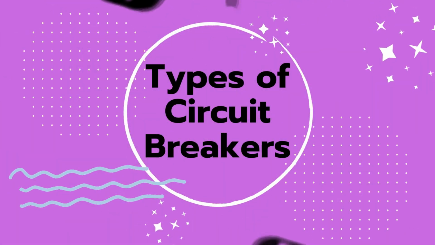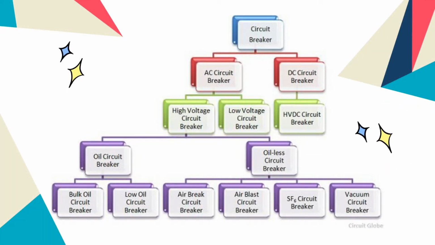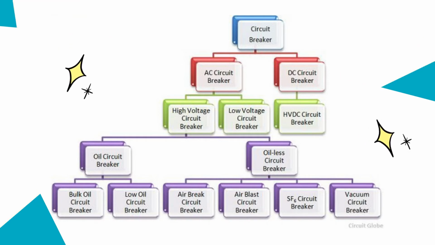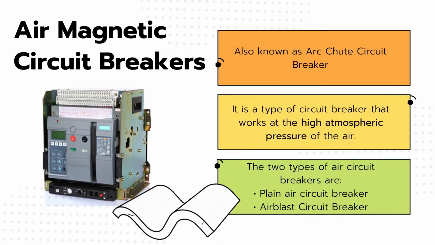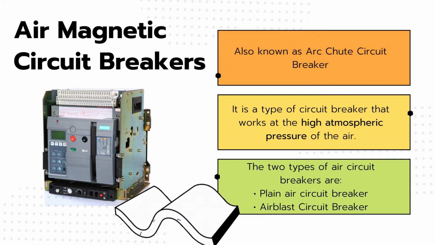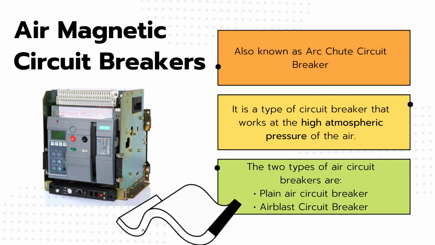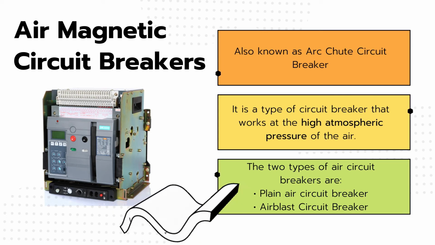Types of circuit breakers. Just like the fuses, circuit breakers have two major categories: AC circuit breaker and DC circuit breaker. This diagram illustrates the different types of circuit breaker under each category that we will briefly discuss later on. Number 1 is air magnetic circuit breakers, also known as arc chute circuit breaker. The type of circuit breakers that work at the high atmospheric pressure area.